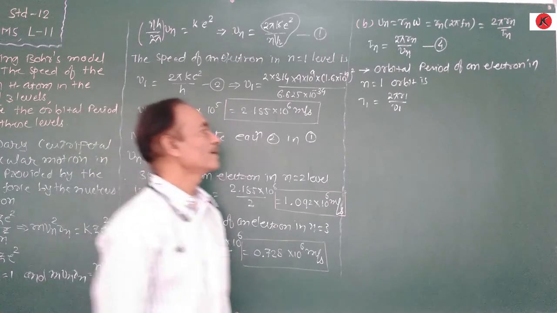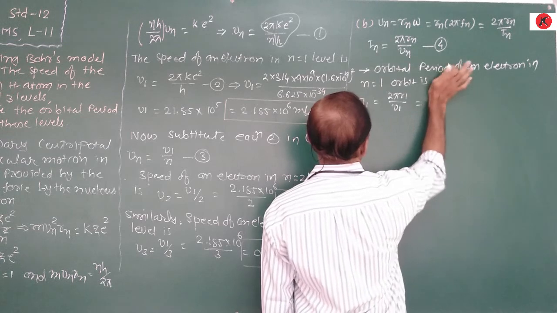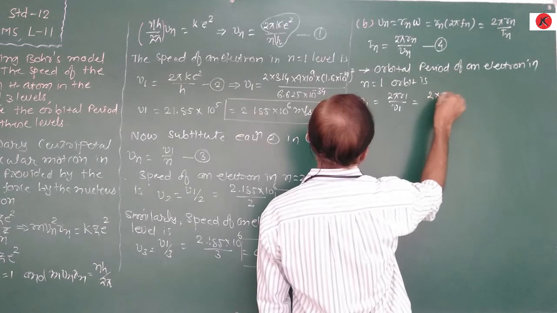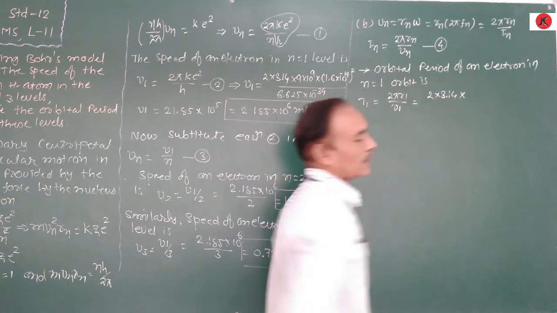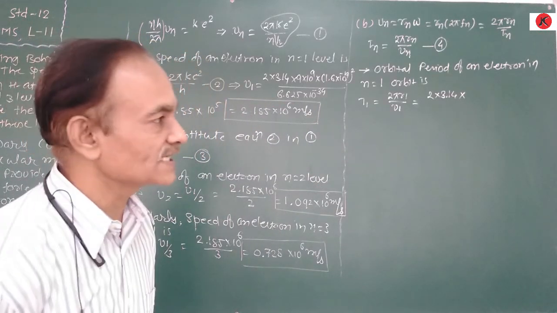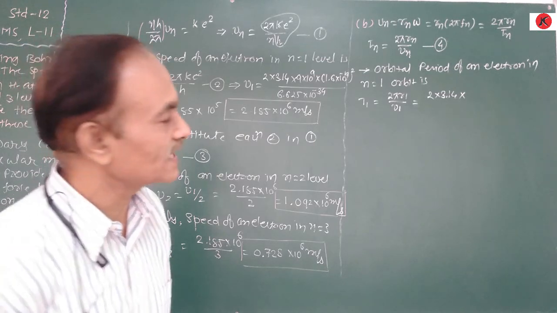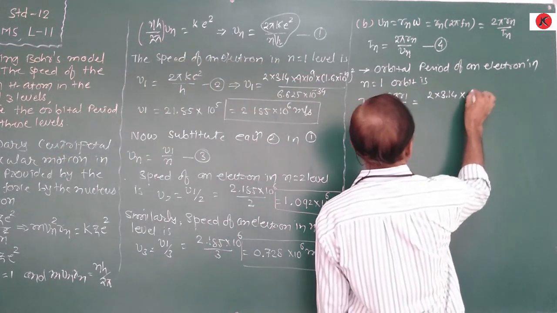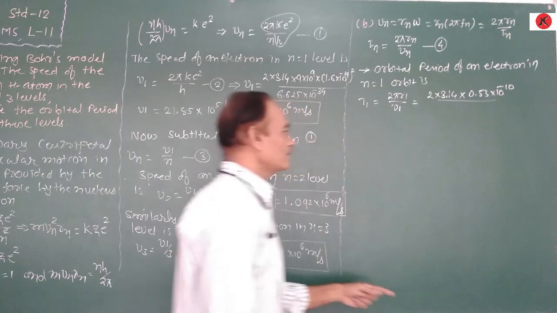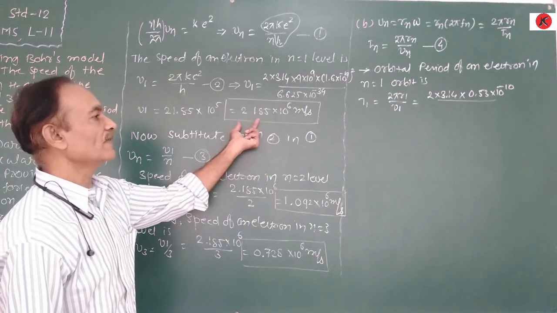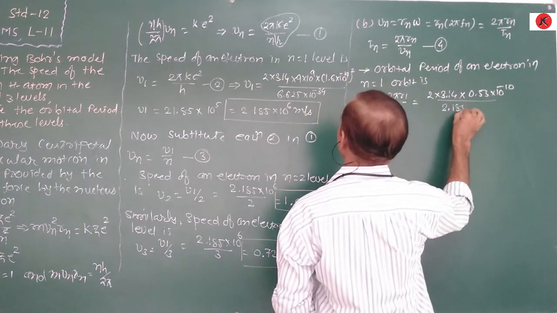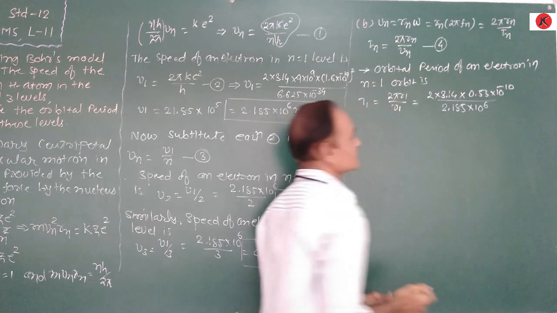Substitute the values: 2 pi is 2 times 3.14. Now, r1 is not given, but we know that for the hydrogen atom, the radius of the first orbit is 0.53 into 10 raised to minus 10 meter. Directly we insert 0.53 into 10 raised to minus 10. And we already obtained v1, 2.185 into 10 raised to 6 meter per second.